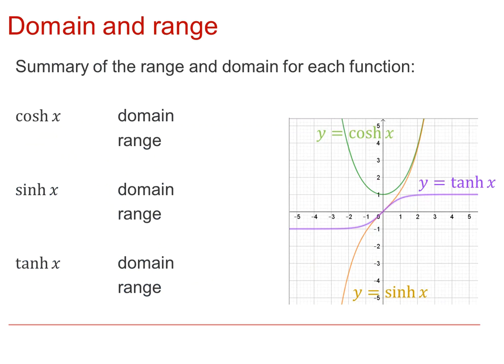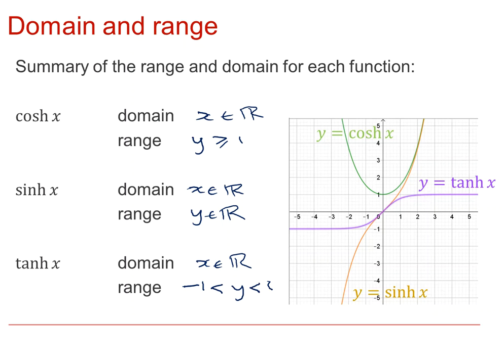To summarise then, the range and domain for each of these three hyperbolic functions. For cosh x, the domain is that x is in R and y is greater than or equal to 1. For sinh x, both the domain and range are simply that x and y lie in R respectively. For tanh x, the domain is that x is in R, but that y must lie between minus 1 and 1.